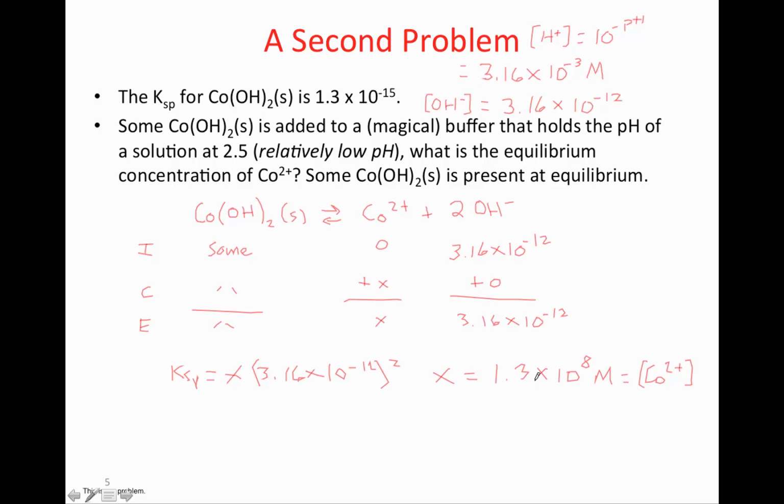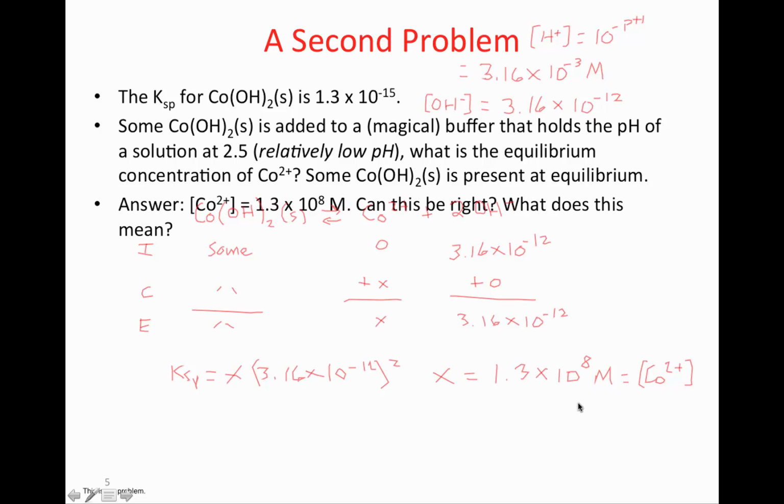If you think about water itself, what is the concentration of water in water? How many moles per liter? How many moles are there in a liter of water? And the answer is about 55. And so 10 to the 8th is absolutely ridiculous here. So what's going on? Let's see if we did it right. Yeah, okay, so we did it right. And then the question is, can this be right? What does this mean? And the answer is it means something.